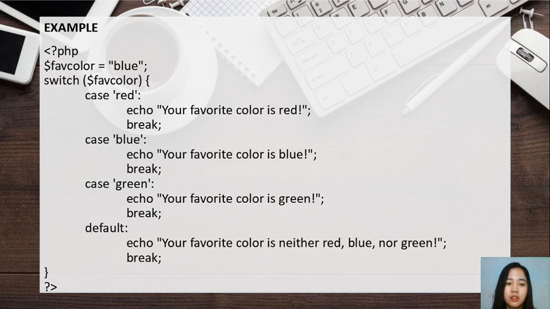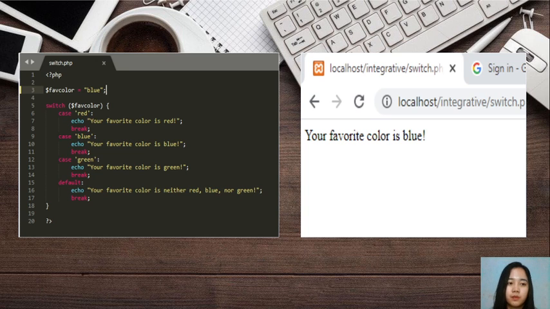So, it will look through the series of values, it will look for blue, then it will execute that case. So, if none matches, because you assigned pink, by default it will execute "Your favorite color is neither red, blue, nor green." So that is the example.